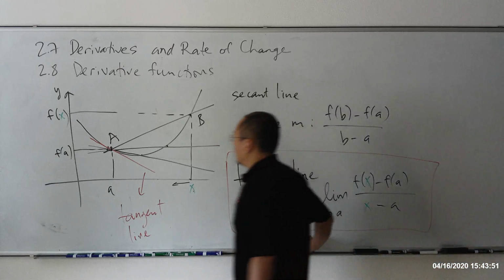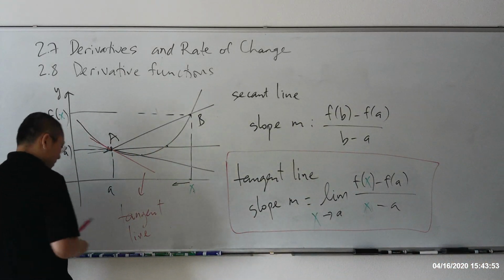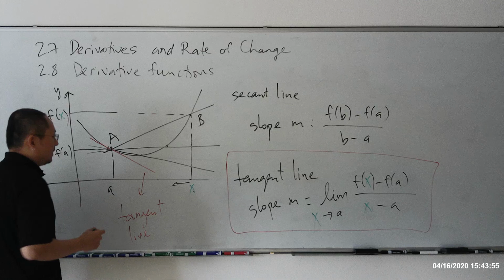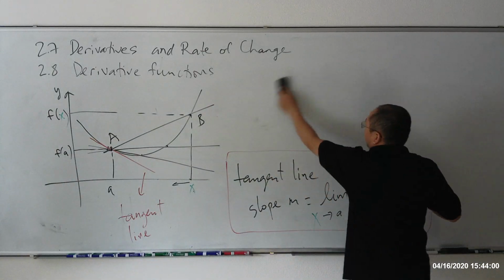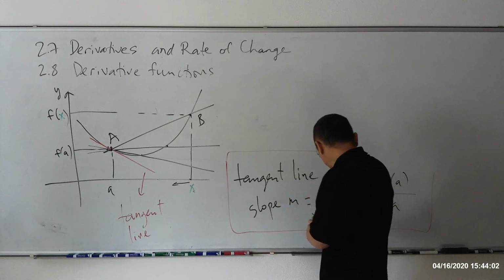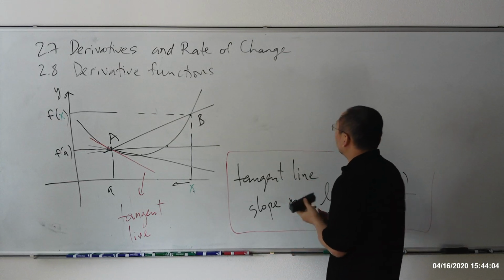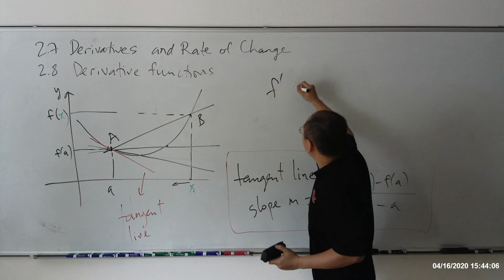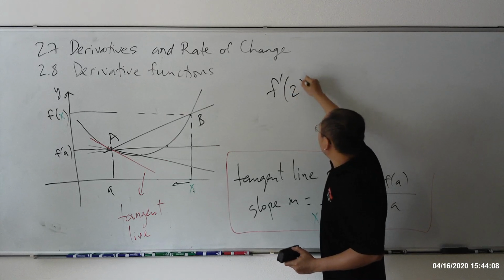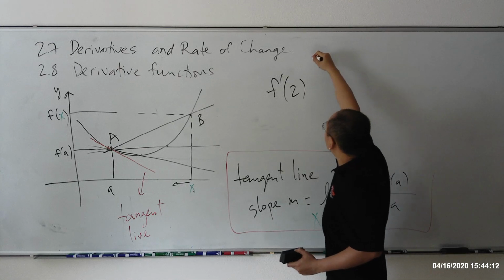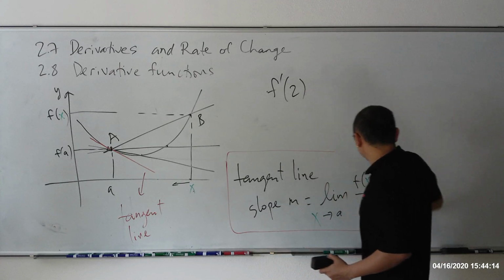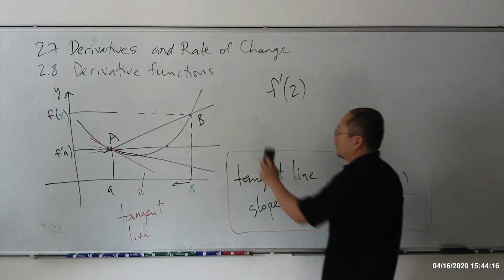Now let's talk about notation. The derivative at the point a is denoted this way. f prime of 2 means the derivative of the function f at the point x equal to 2, or in other words, a is equal to 2 in here. Okay, so let me give you a specific example.